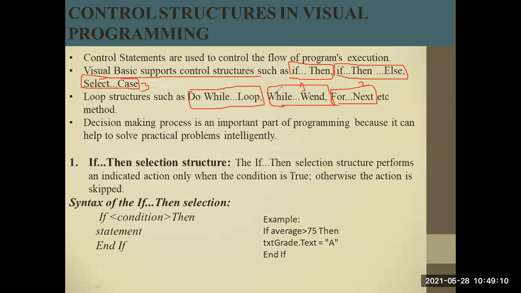We know the decision making process is an important part of programming because it helps solve a particular problem by applying intelligence to it. That is the reason we use the decision making process. Decision making helps the program solve a particular problem using intelligence. As I said, based on the decision or the conditions, it will execute the particular instruction. So let us discuss one by one what control statements we have.